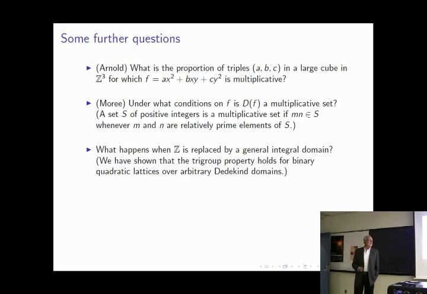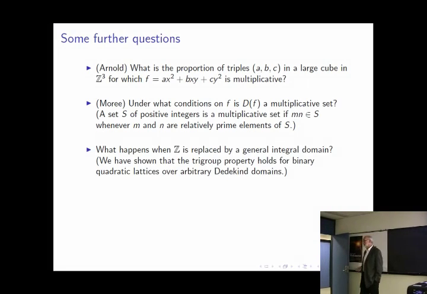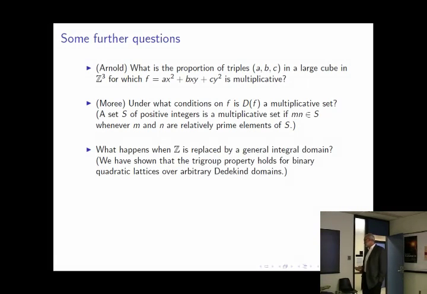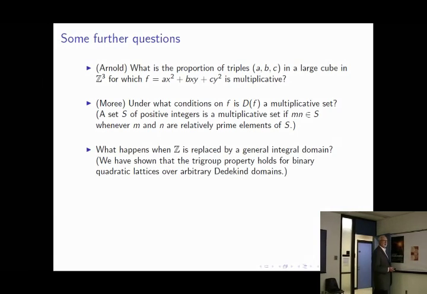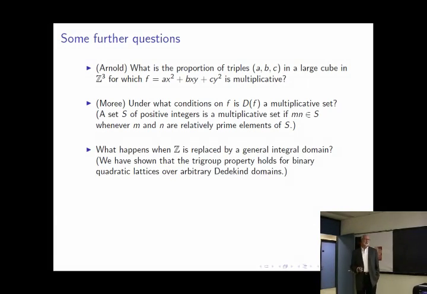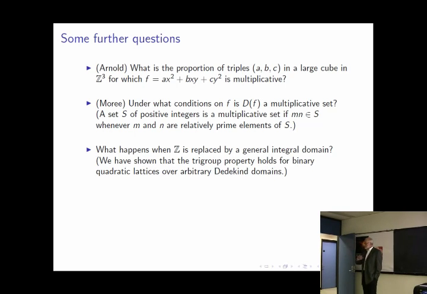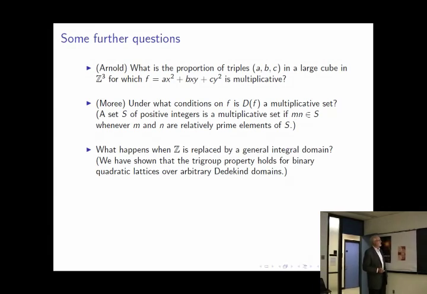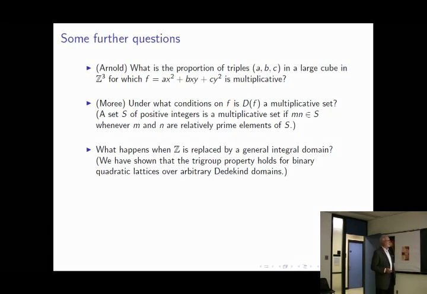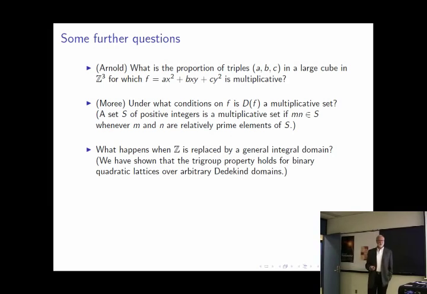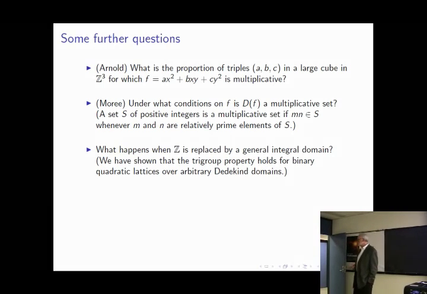And a third question, just kind of a open-ended question. What happens if you replace Z, the coefficient ring, by a general integral domain or an integral domain with some other nice properties, whatever they might be? How much of these things will extend? I commented earlier on that nice paper of Hoffman and Morales, where they talk about the three torsion condition and the parametrizability form that holds over a general principal ideal domain. Bob and I were able to show that this trigroup property holds pretty generally, appropriately formulated for binary quadratic classes over any old Dedekind domain, for instance.